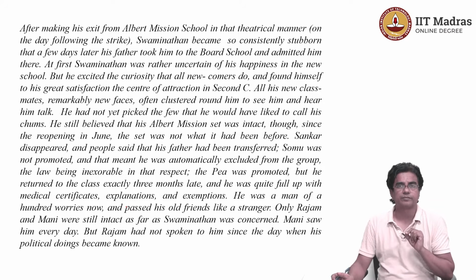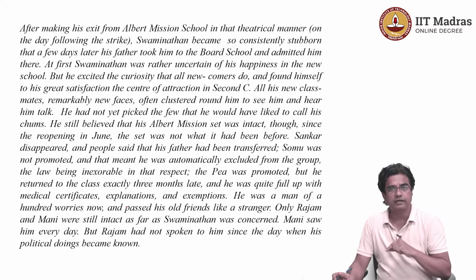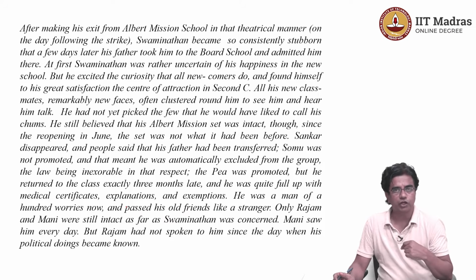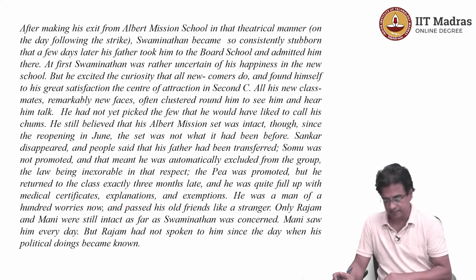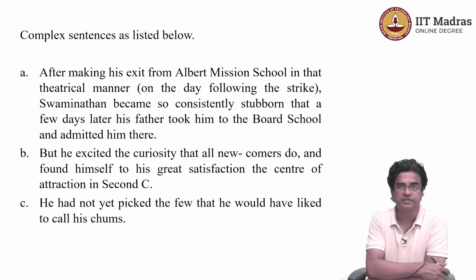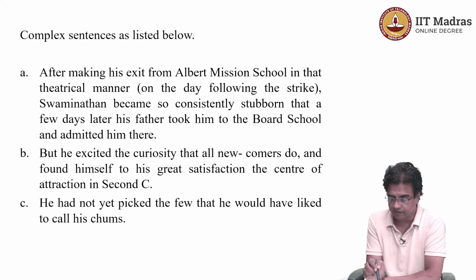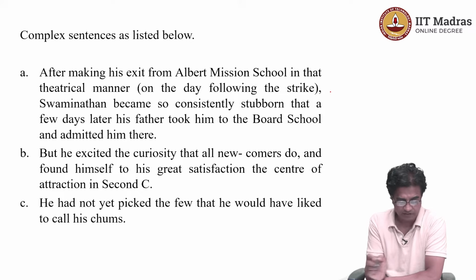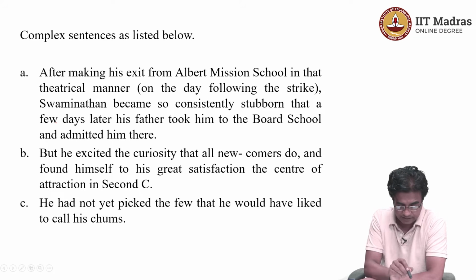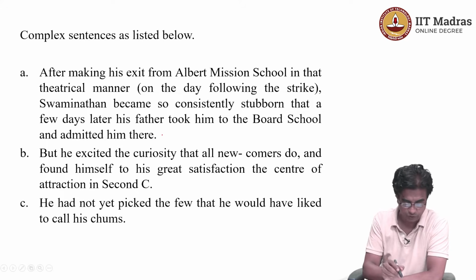It's an excerpt from Swami and Friends, and you get to see lots of different types of sentences in this paragraph. All these instances are examples of complex sentences. After making his exit from Albert Mission School in that theatrical manner on the day following the strike, Swaminathan became so inconsistently stubborn that few days later his father took him to the board school and admitted him there. Look at this whole sentence.